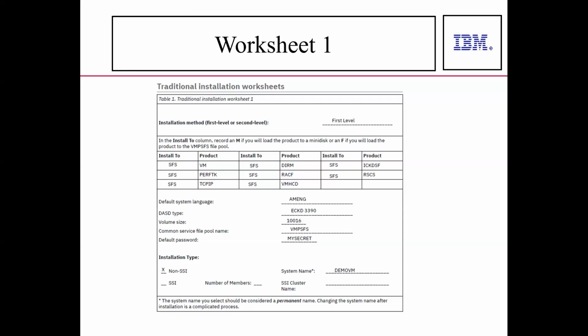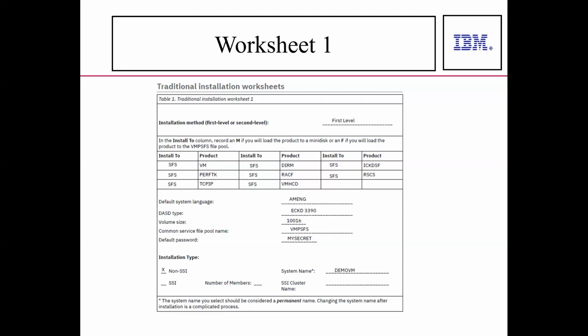My language is going to be American English, so I'm going to install on 3390 ECKD DASD, and my volume size is a mod 9, so 10,016 cylinders. I'm going to use the traditional name for the common service file pool, VMPSFS, and I'm going to have a default password of "my secret".